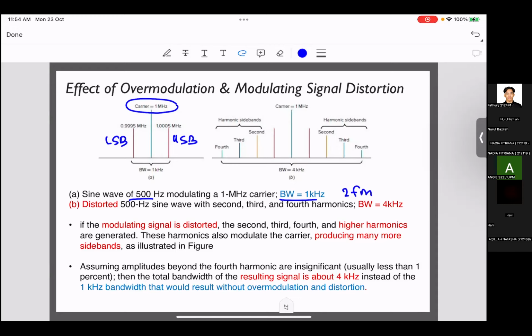And then for B, this is when our 500 Hertz sine wave modulating signal is distorted. When the modulating signal is distorted, we will get sidebands in the second, the third, the fourth. This is the original LSB, but you will get harmonics of the LSB. Similarly, this is the fundamental USB, and you will get harmonics of the USB. This is because your modulating signal is not clean enough or your circuit is poorly made. Okay, so you would get harmonics.